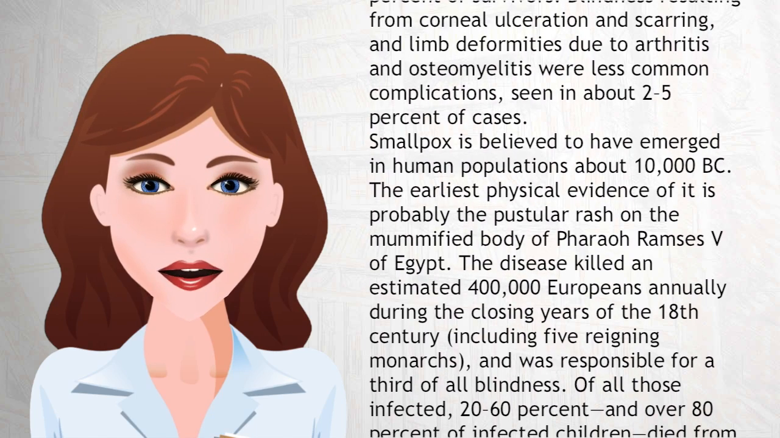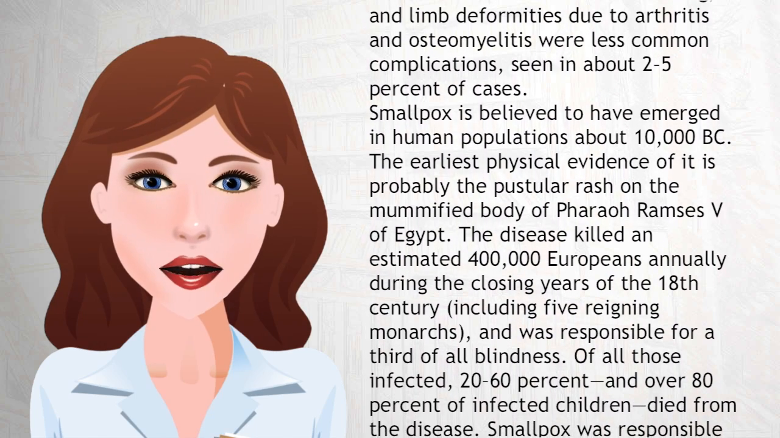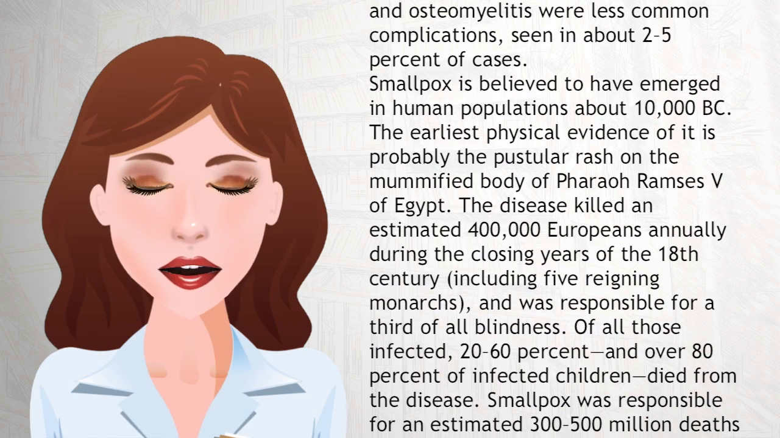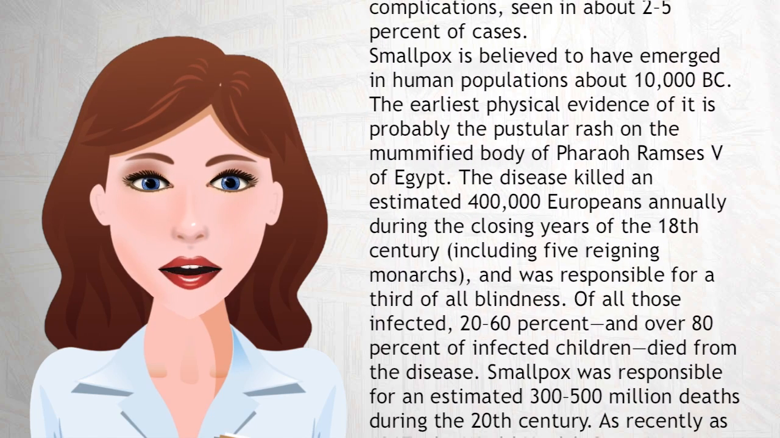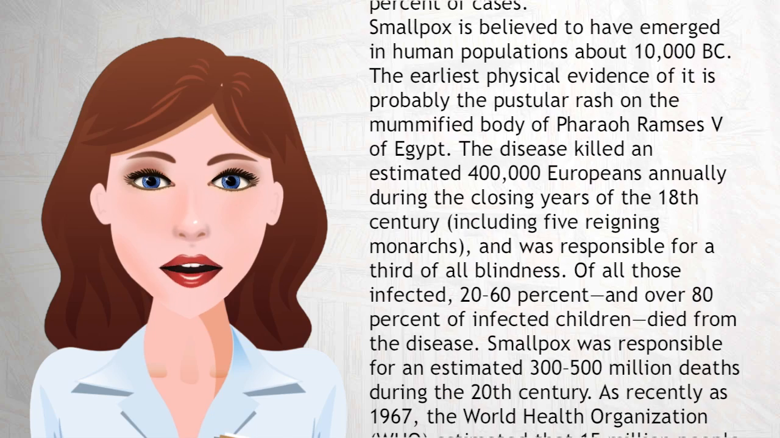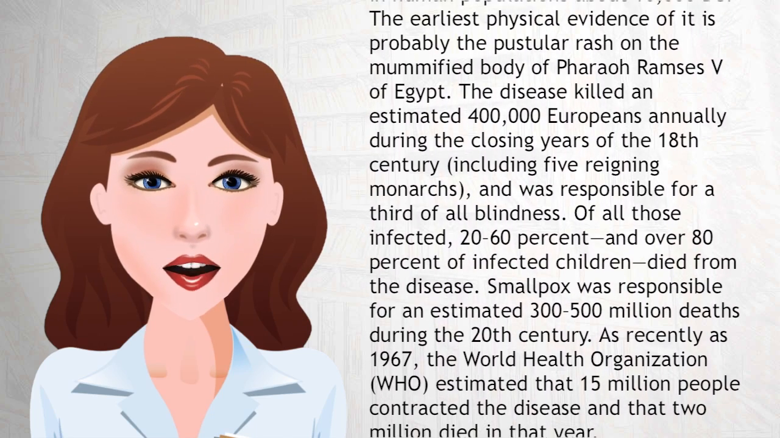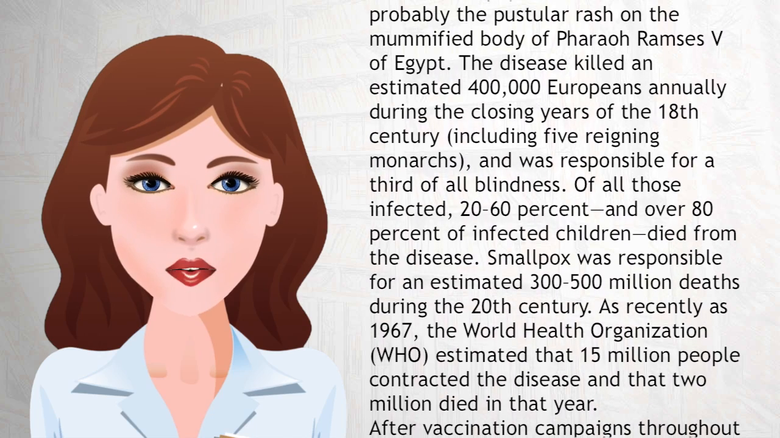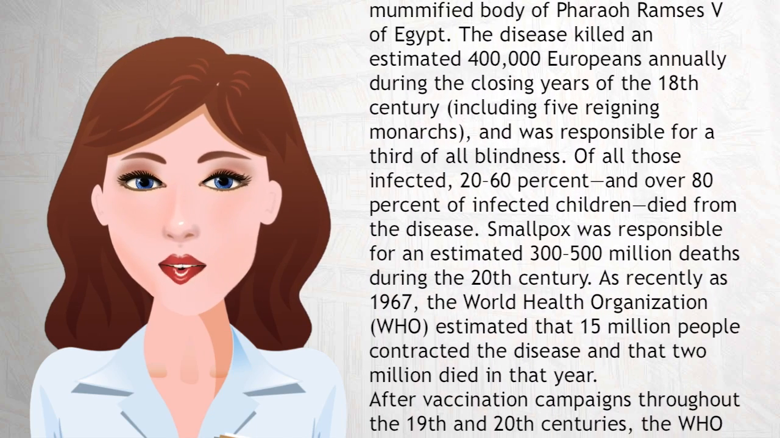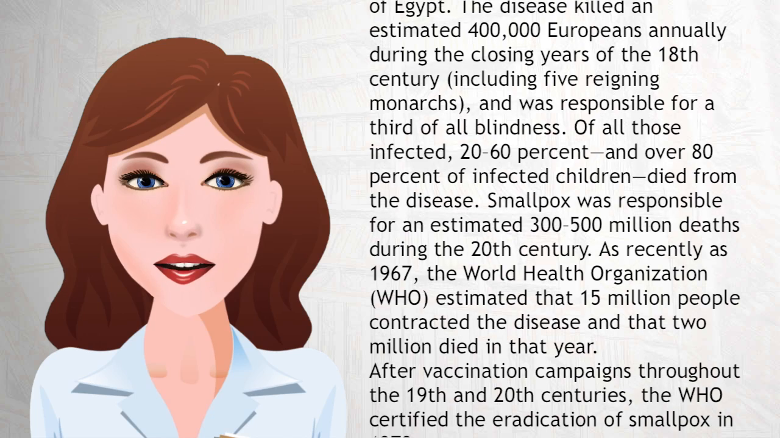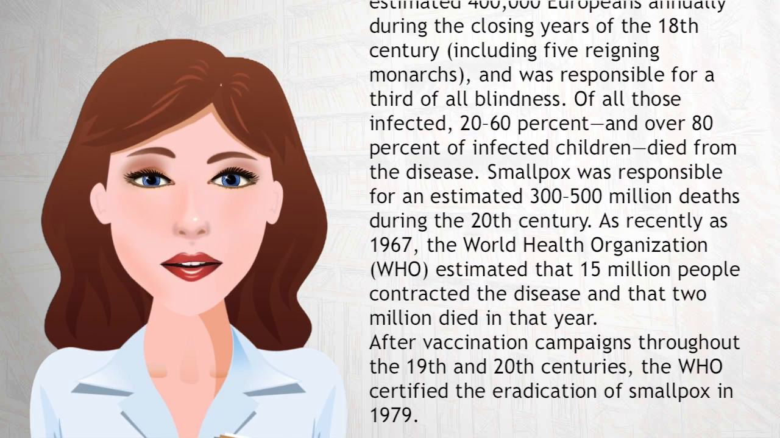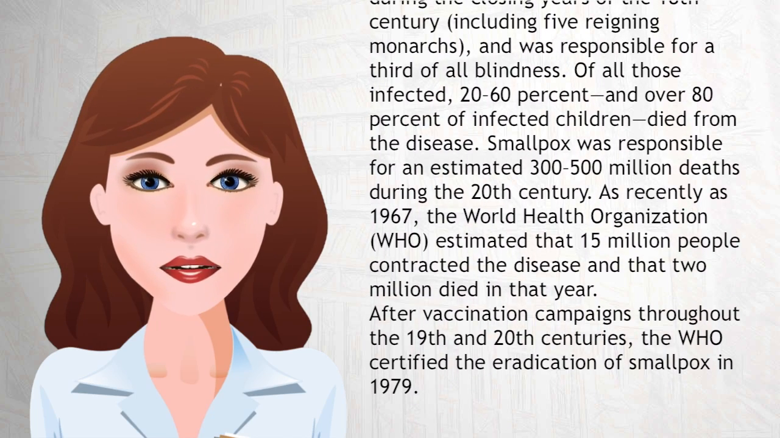The earliest physical evidence of it is probably the pustular rash on the mummified body of Pharaoh Ramses V of Egypt. The disease killed an estimated 400,000 Europeans annually during the closing years of the 18th century, including 5 reigning monarchs, and was responsible for a third of all blindness. Of all those infected, 20–60%, and over 80% of infected children, died from the disease.